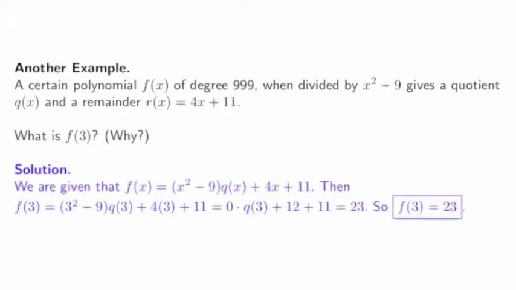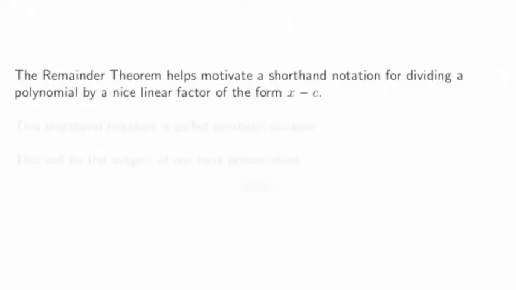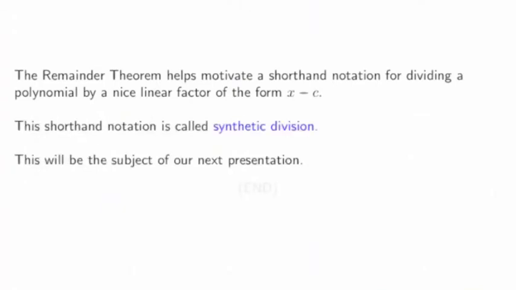If I can write my polynomial out in terms of the divisor, quotient, and remainder, if I can make the divisor go away, all that remains is the remainder. The remainder theorem helps motivate a shorthand notation for dividing a polynomial by a nice linear factor of the form x minus c. This shorthand notation is called synthetic division, and it will be the subject of our next presentation.